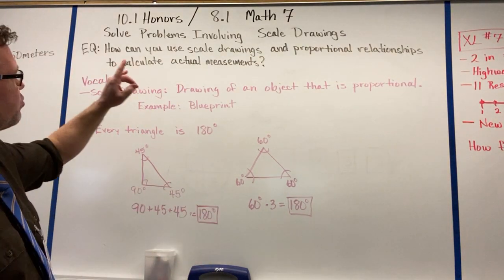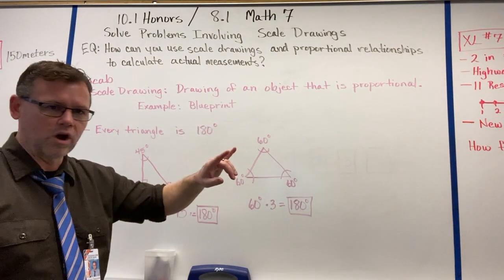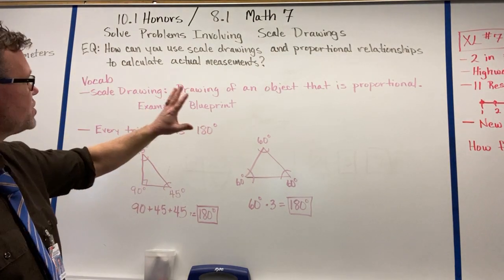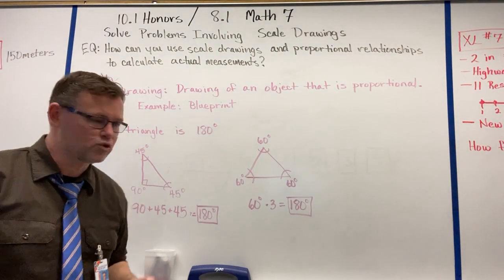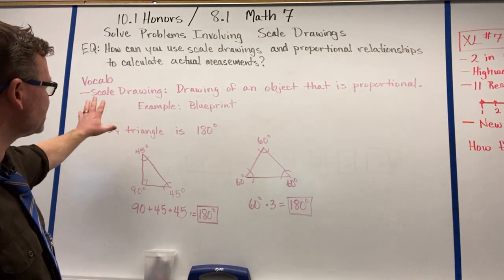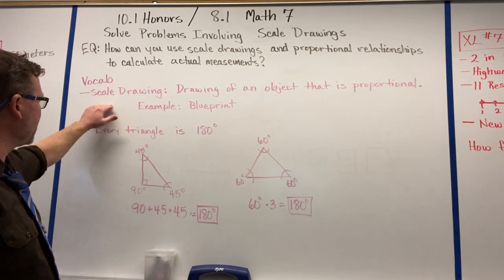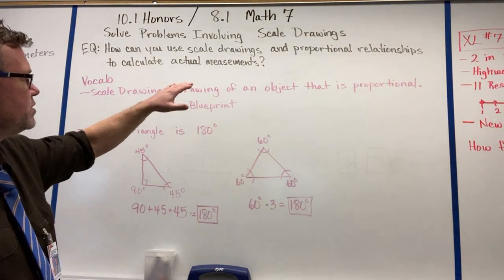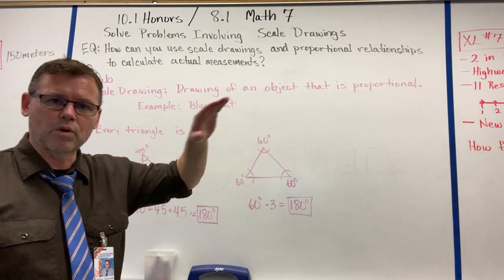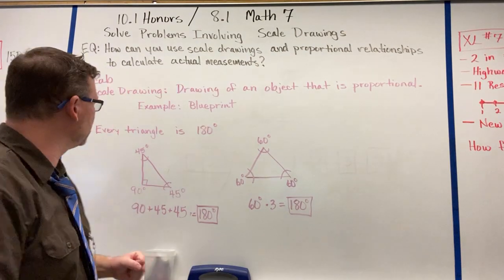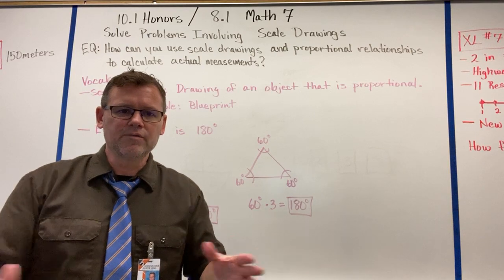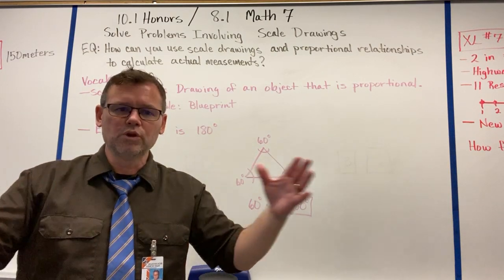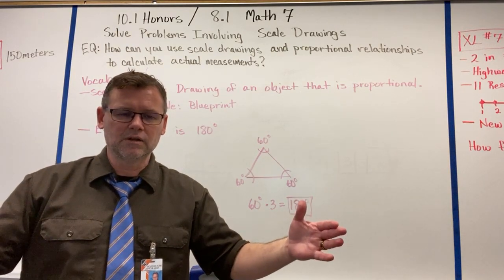So it says solve problems involving scale drawings. How can you use scale drawings and proportional relationships to calculate actual measurements? So the easiest thing I can think of, first vocab: scale drawing, drawings of an object that are proportional, okay? One of the examples that we always have is a blueprint. Every time you build a house, you have a blueprint of what it's going to look like.